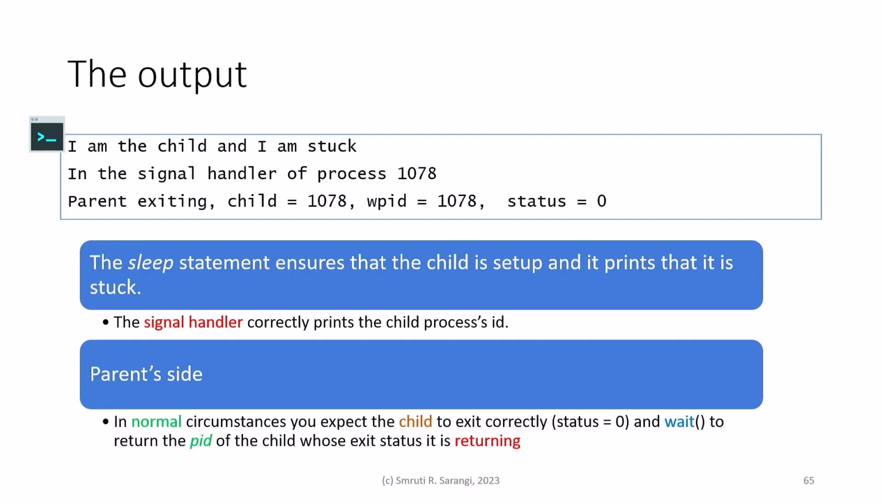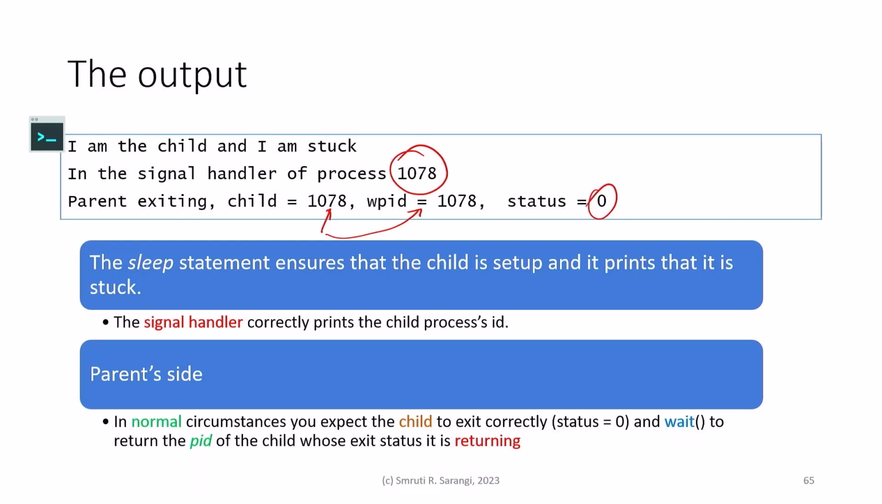So the output of this will be like this: the child will print, I am the child and I am stuck over here. Then the signal handler will be called. So you will print in the signal handler of process 1078. And finally, the parent will exit. So the child PID and the PID that exited should be the same, and they are the same. The exit status is 0, which means all good.